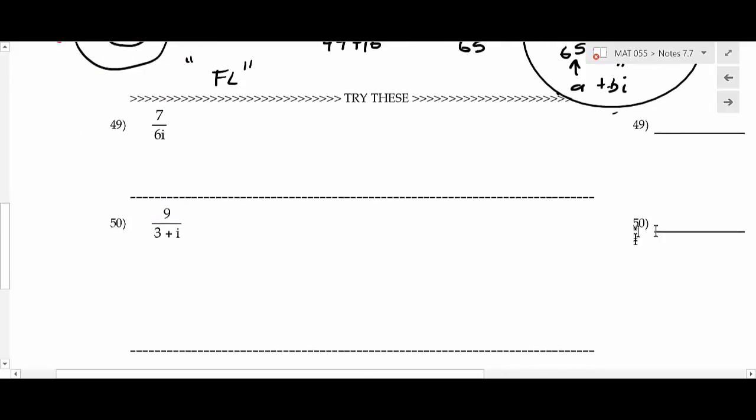All right, let's do a few problems. I'm going to just kind of set you up with what to do. This one, if it's just an i, you want to multiply that one by i over i. So I'll let you do that, and then I'll set you up. I'll start you off on number 50. What do you need to multiply number 50 by? 3 minus i. 3 minus i over 3 minus i.